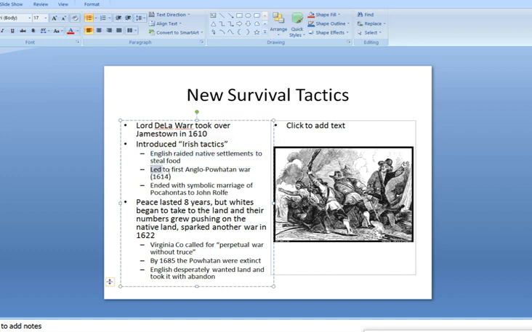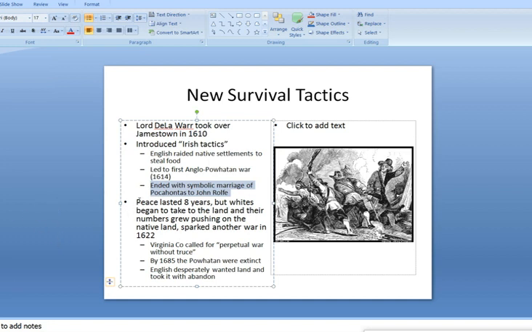Basically, the English are going to raid native settlements and steal food from the Native Americans. Native Americans, of course, are going to be upset about this, and that's going to lead to the First Anglo-Powhatan War in 1614. All right? Now, this war is going to go back and forth for a little while, and is finally going to end with a symbolic marriage of the two peoples, where Pocahontas, who is the daughter of the chief, is going to marry John Rolfe, who is going to be a prominent Jamestown member and later one of the leaders of the colony.